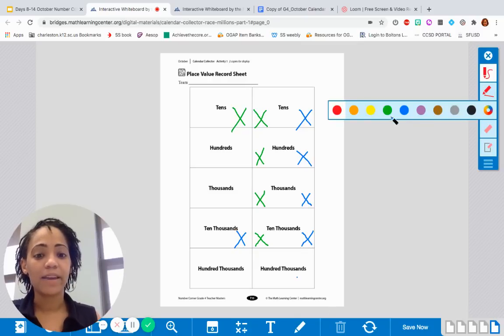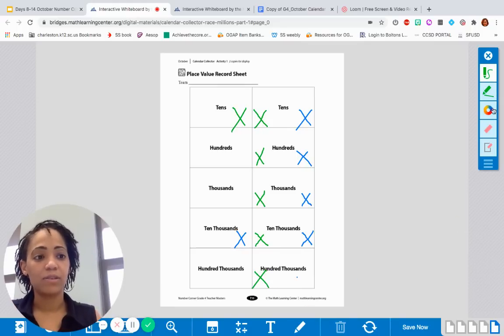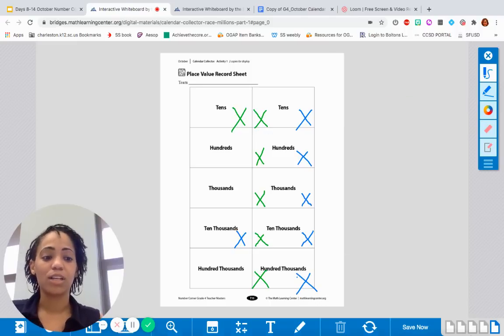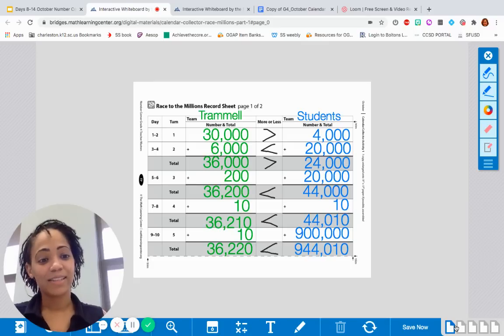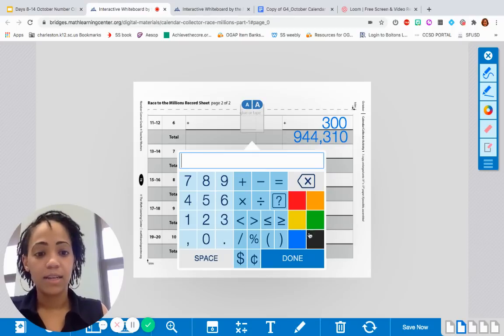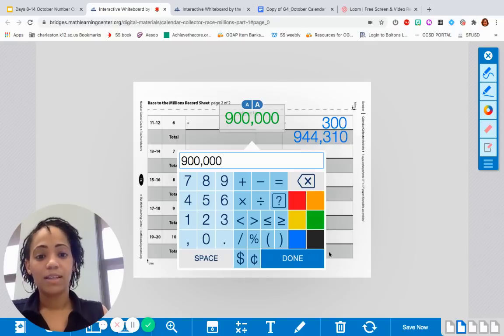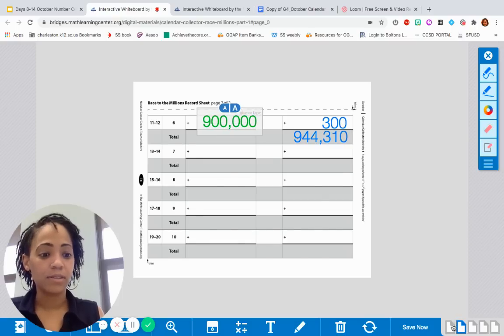Because I'm saving my largest numbers for my largest place values, and the smallest numbers for my smaller place values. And you guys also used your 100,000s. See how quickly this game turns around? Oh, yeah. So I had 36,220. Now I am adding 900,000. And so I get 936,220.